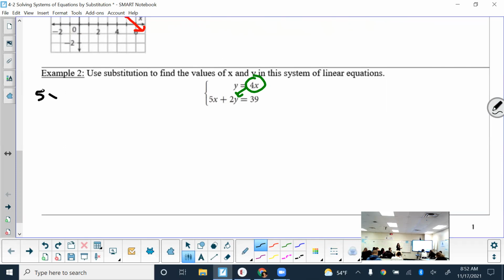So I had 5x plus 2y equals 39. And then when we replace the y, so now it's 2 times 4x equals 39. All right, so again, just plugging it in.